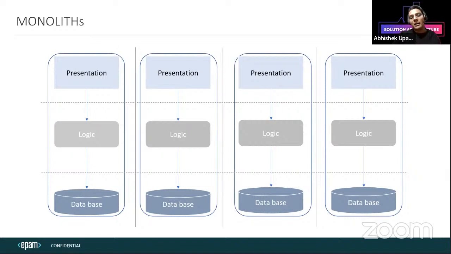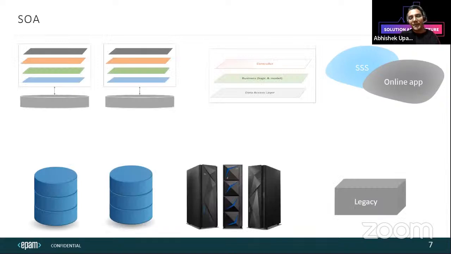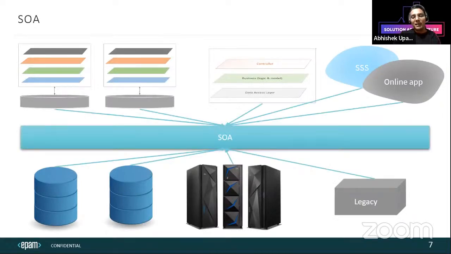This hypothetical bank now tried to solve this problem, and the solution which was very popular was service-oriented architecture. In service-oriented architecture, we build a common service layer which is consumed by all the applications. For example, there are multiple front-end applications, which in themselves can be monolith J2EE or .NET applications, and they interact with one common service layer, and the service layer interacts with multiple downstream systems. These downstream systems were databases, mainframe systems, and legacy systems.